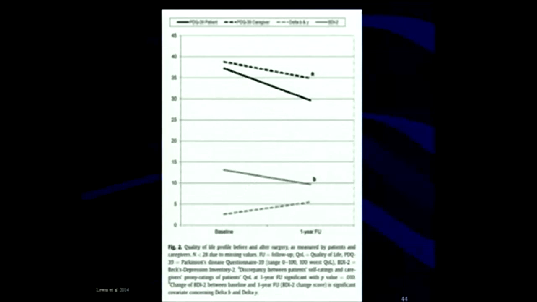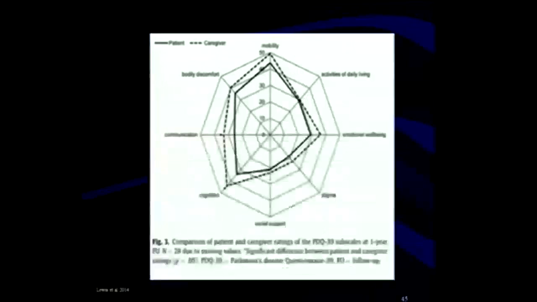And this is just a slide looking at the PDQ-39 total. This is the baseline and follow-up at 1 year. And this, I think, was 3 months. So it's 3 months, 1 year, patient and then caregiver. And the caregivers will consistently rate them worse on most of the dimensions of the quality of life measure.